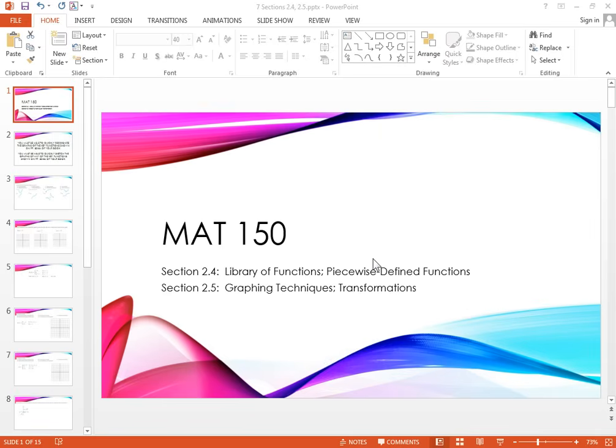Let's take a look at sections 2.4 and 2.5. 2.4 is the section that introduces the base graphs, the key functions that you need to have memorized. You don't hear me say that word memorize often, but you absolutely must make sure you have these in your head.